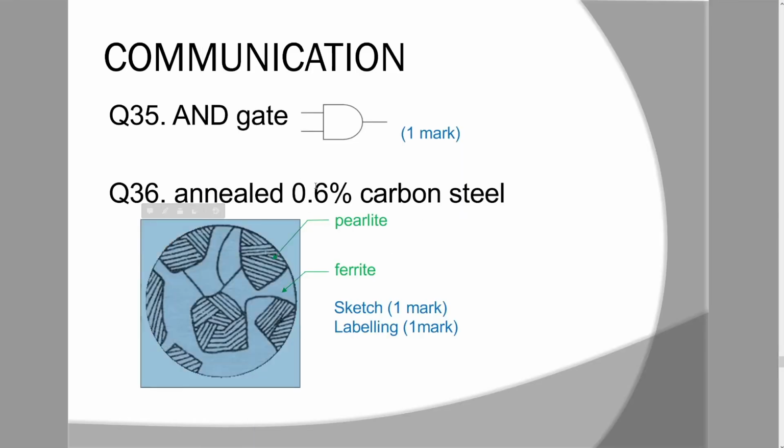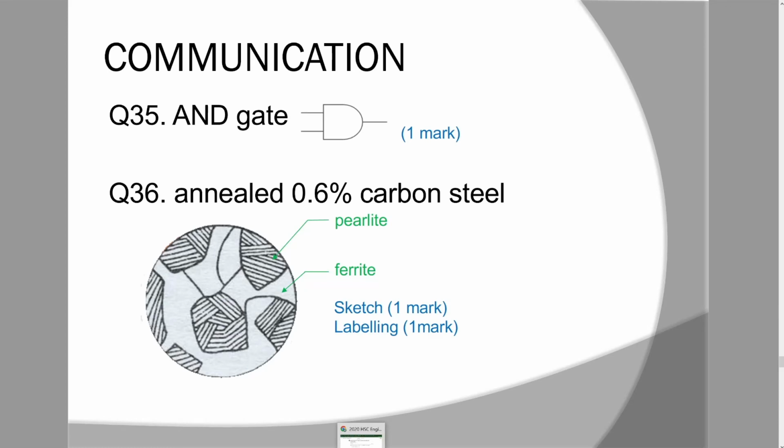Okay, so we've got annealed 0.6% carbon steel. What does that look like? Well, it's got more pearlite than it otherwise might. It's got more than half pearlite. So pearlite is the layered or lamellar layers of ferrite and cementite. And then because it's less than 0.83, what we call the eutectoid point, it's going to contain ferrite.